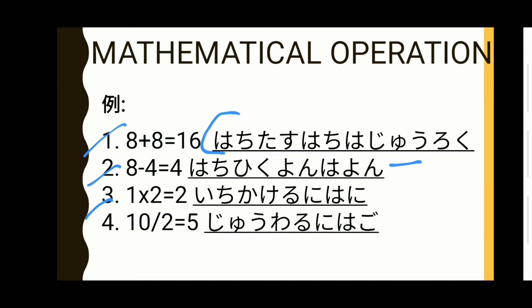Next, we have for sambang. 1 times 2 is equals to 2. So, in Nihongo it is ichi kakeru ni wa ni. Saigo, yung yongbang, we have 10 divided by 2 is equals to 5. So, in Nihongo it is ju waru ni wa go. So, yun lang. That's it for the second part of the how to read numbers using Japanese language.